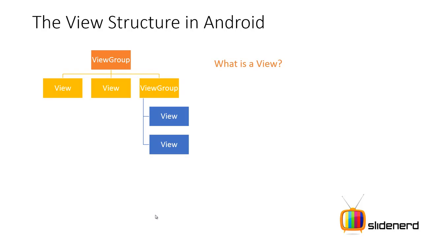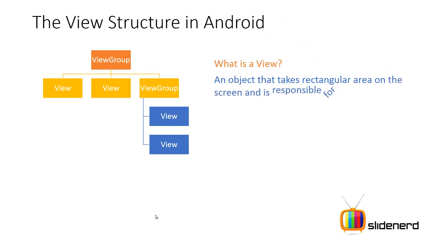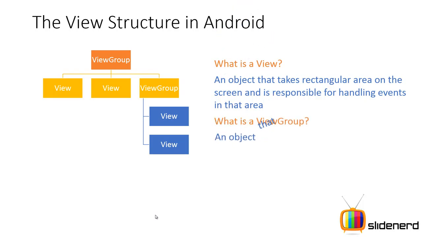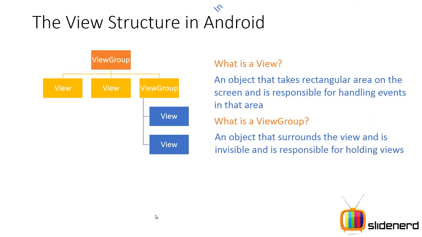So here's the question, what is a view? A view is nothing but an object that takes some rectangular area on the screen and that responds to events. Like for example, if you take a button, a button is a view, right? Because it takes some rectangular area on the screen, and when you click on the button it responds in some way. Now if you talk about what is a view group, well, a view group is also a rectangular object, but remember there is a very important difference. A view group is invisible, that is one, and two, a view group is responsible for arranging the views inside it. Now remember, a view group can also contain other view groups, right?